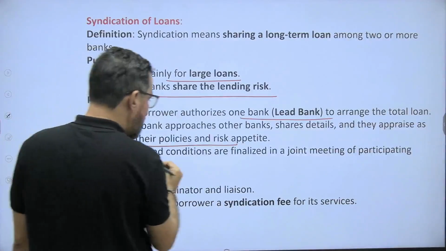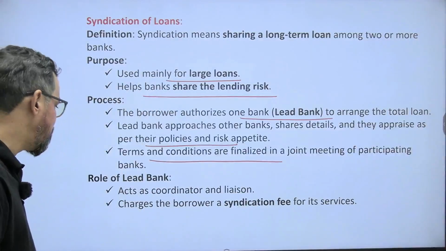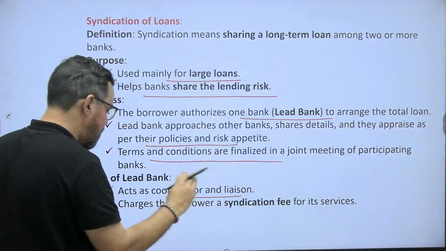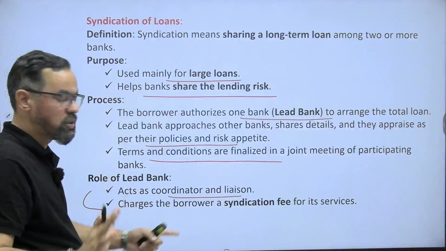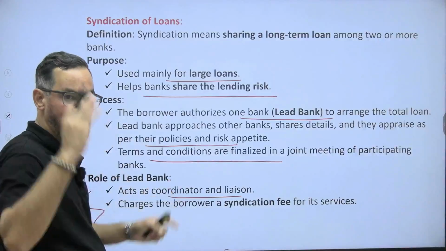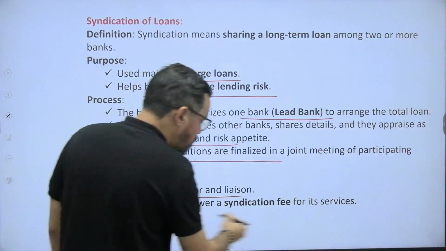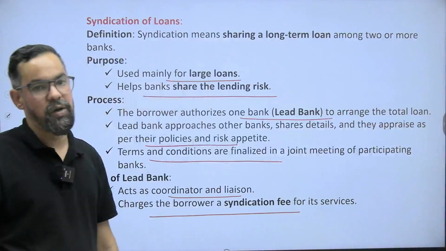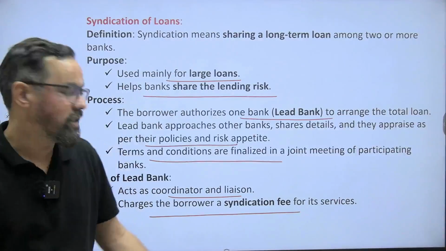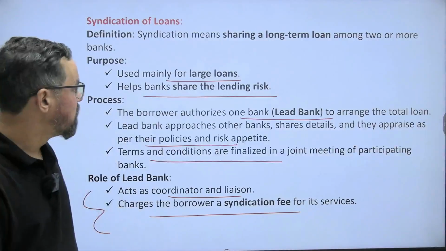Again, terms and conditions are finalized in a joint meeting of participating banks. Role of lead bank is to act as coordinator and liaison. It means information. A liaison is someone who works as a mediator or link between borrower and lenders. They charge the borrower a syndication fee for the services also. If you are taking that much of headache, obviously you will charge something, that is called syndication fee in this particular case, right?